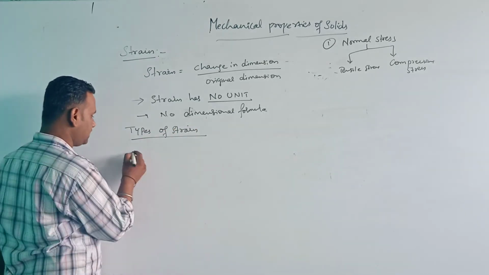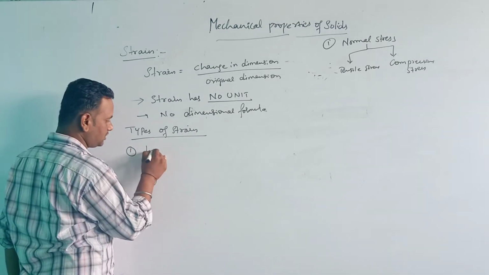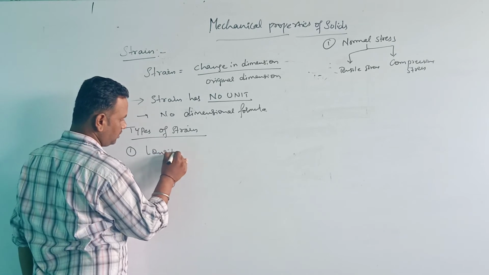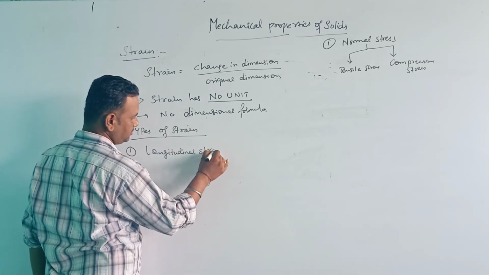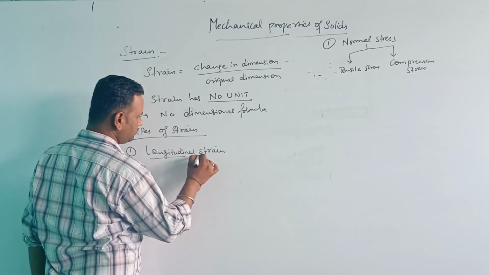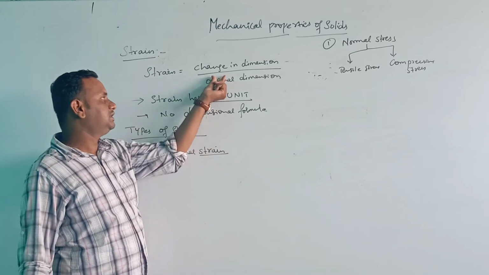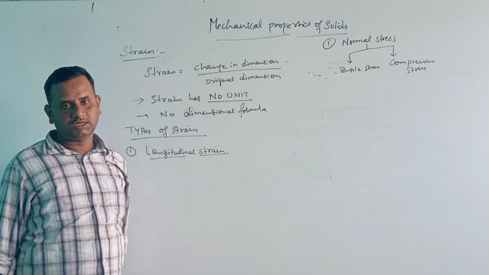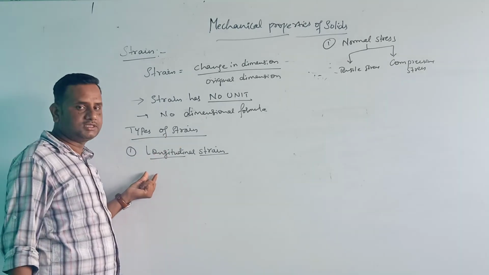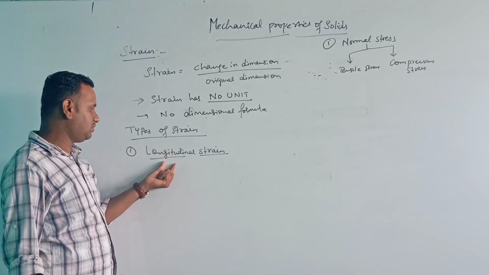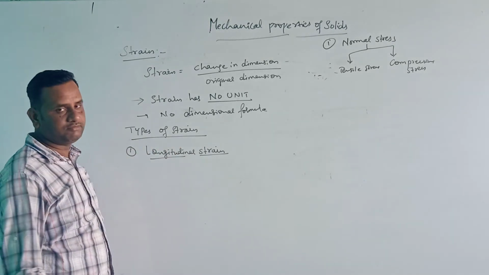The first type is called longitudinal strain. As I just told you the definition, strain is change in dimension to the original dimension. So in types of strain, first we will discuss longitudinal strain. To understand this, we will consider the following.